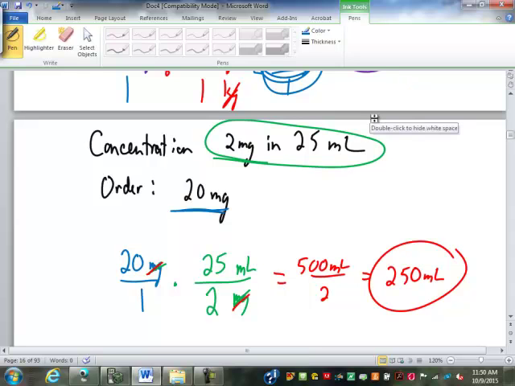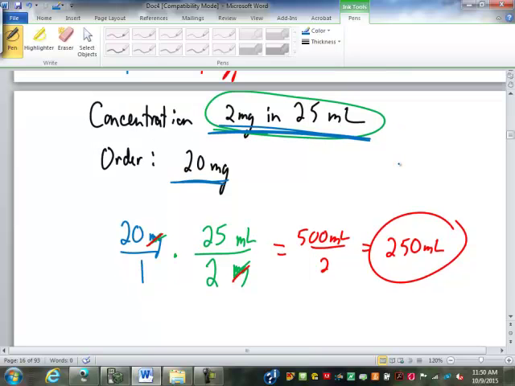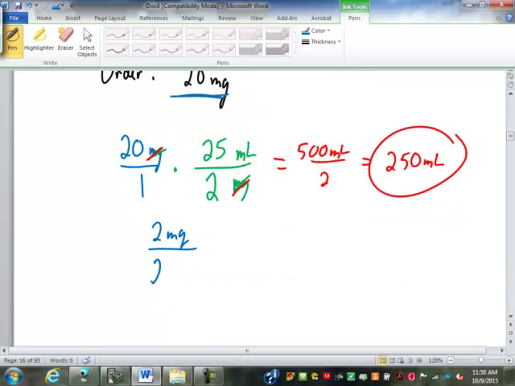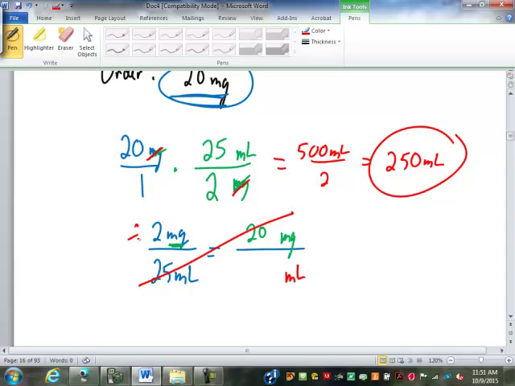Like I said, I could have used the proportion on this. To do the proportion, I would use that concentration, 2 milligrams and 25 milliliters. Where does my 20 milligrams have to go? Well, it has to go with the other milligrams, right? So 20 milligrams would go on top. And to find the number of milliliters to administer, I'll cross multiply and divide. 25 times 20 divided by 2 is 250. So either way, I get 250 milliliters.